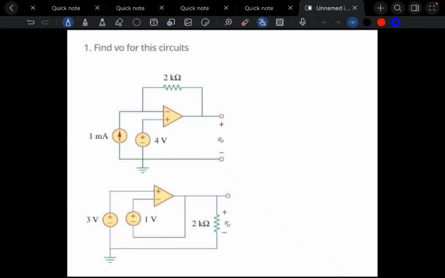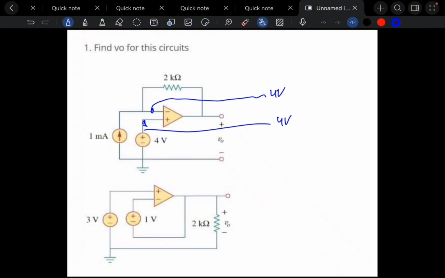Okay, so in this video, we're gonna answer this question. First of all, remember the two golden rules for ideal op-amps. The voltage at both input terminals is equal, and no current enters the op-amp. In the first circuit, the inverting terminal is 4 volt, which means this will also be 4 volt.